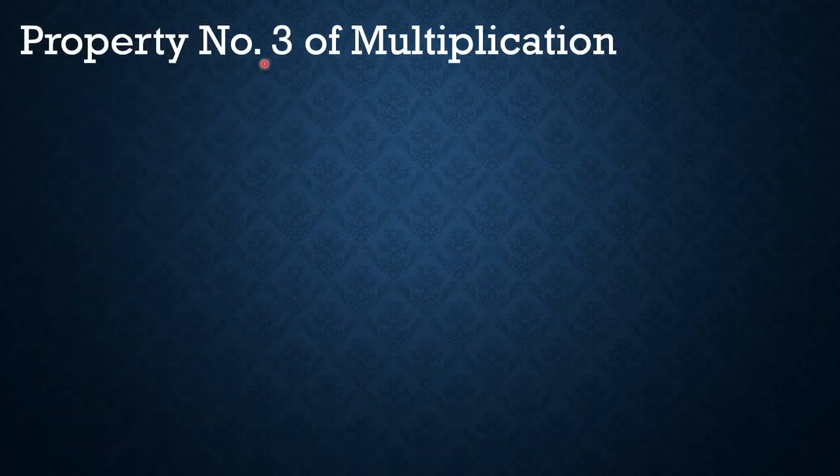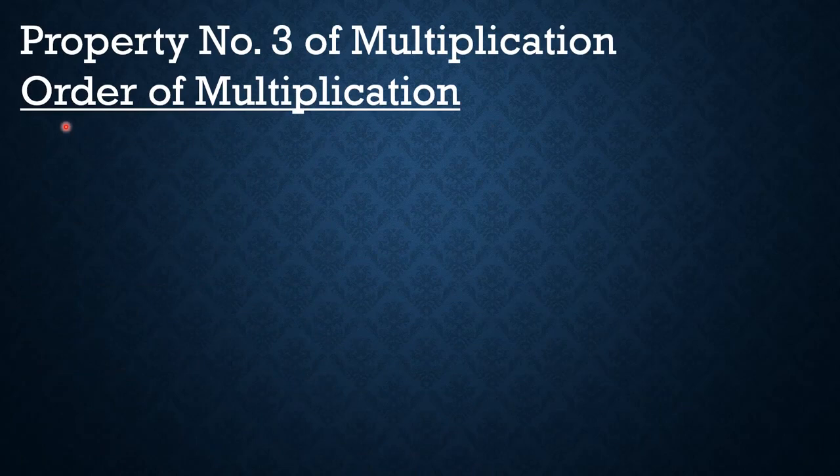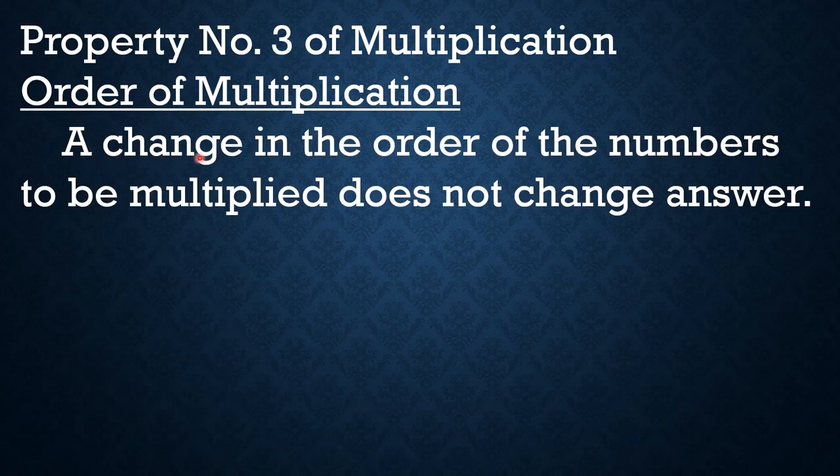Now property number 3 of multiplication, order of multiplication. Here a change in the order of the numbers to be multiplied does not change the answer. So बेटा, जब हम ऑर्डर चेंज करते हैं नंबर्स का मल्टीप्लिकेशन में तो उसका आंसर चेंज नहीं होता. ओके, आंसर हमेशा सेम रहता है.